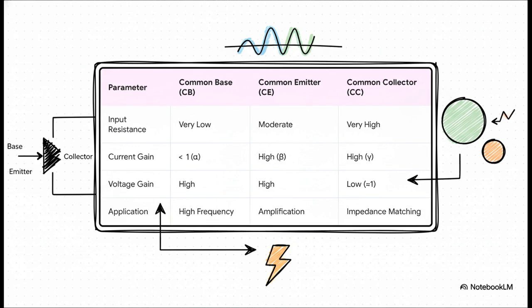Now, common emitter, our all-star. It gives you high current gain and high voltage gain. That's why it's the go-to choice for things like amplifying audio signals.